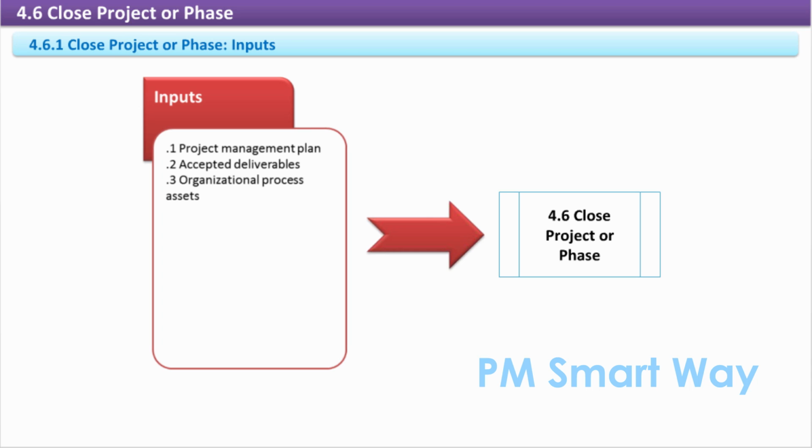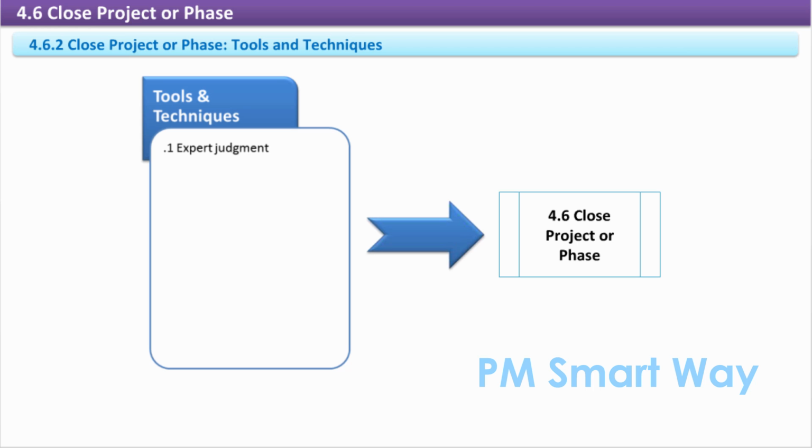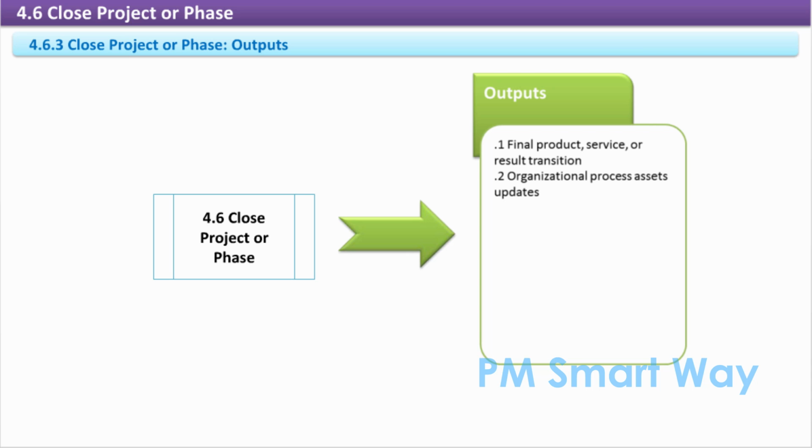Organizational process assets. The organization may have standardized project or phase closure policies, templates, or guidelines. Close project or phase. Tools and techniques. Expert judgment. Expert judgment is based upon the experience and knowledge of subject matter experts. It's used to assess and evaluate the inputs and the information they contain.